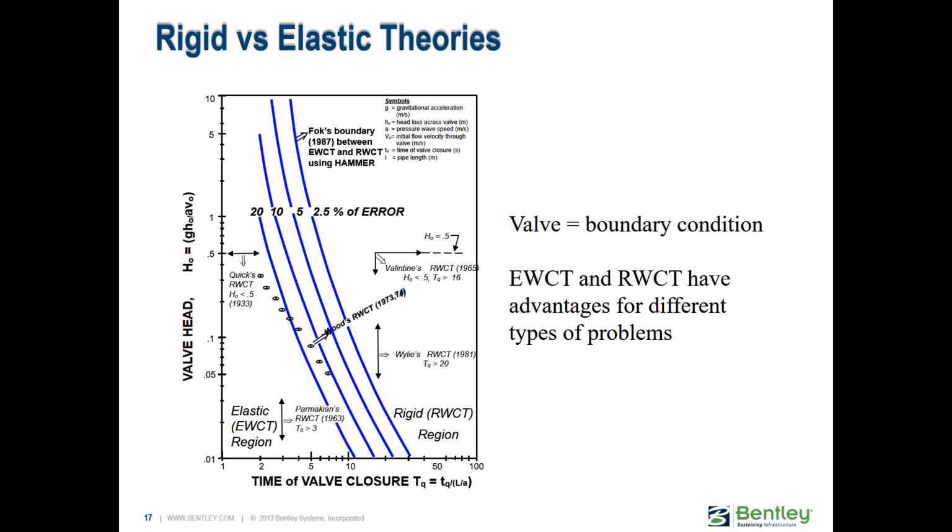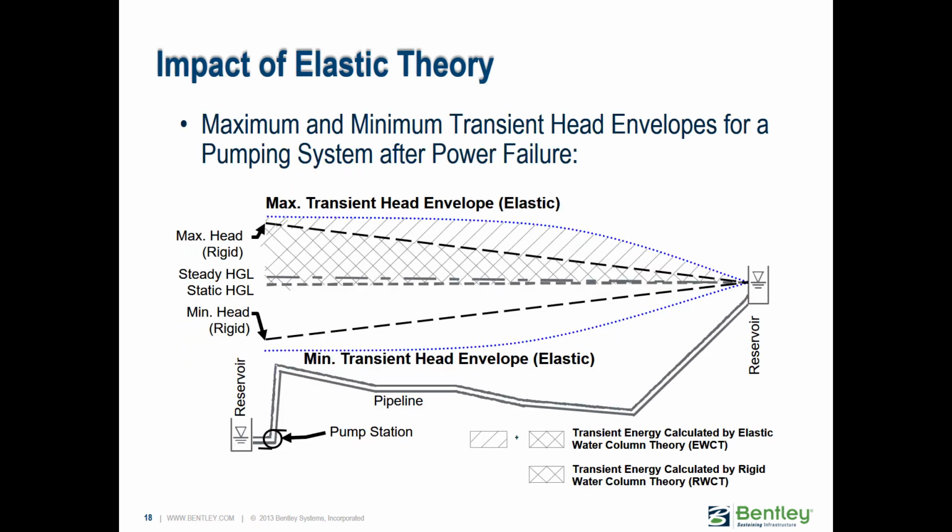So if you move on the x-axis here to the right, you're taking longer to close the valve, and the error in approximating to rigid is small, so it doesn't really matter in most cases. Bottom line is, we use the elastic theory, and it tends to be more accurate, and it might take a little bit longer to compute, but we're not talking about very much for modern computers.